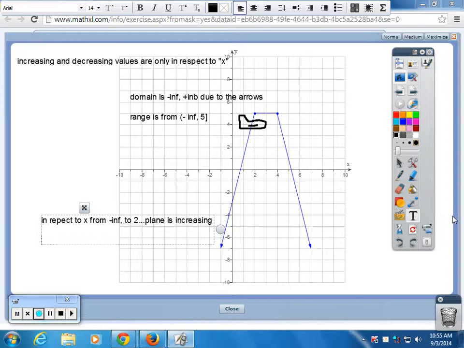Okay? In respect to x, from 2 to 4, the plane is what? Huh? I didn't hear you. It's staying the same. It's level. No change, level, constant, whatever you want to call it.